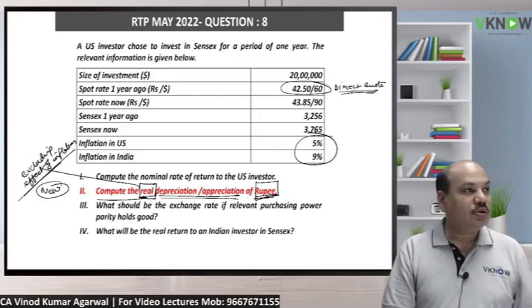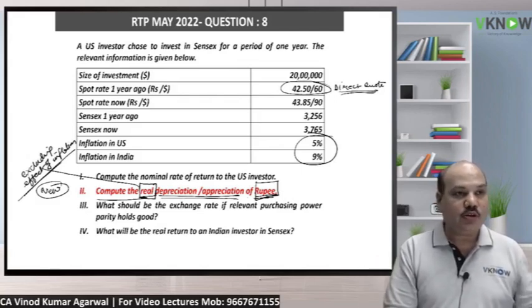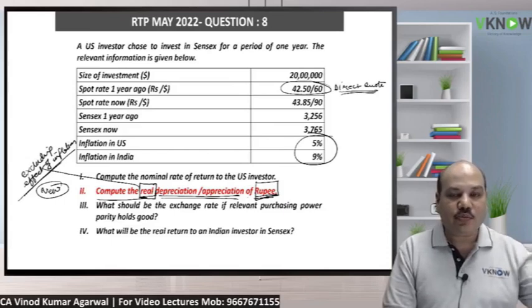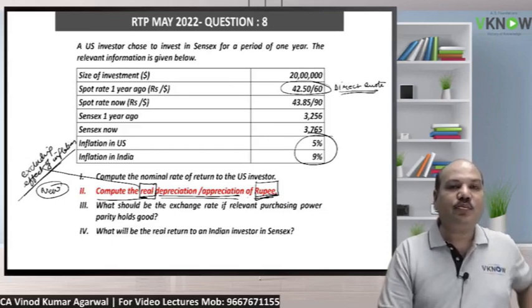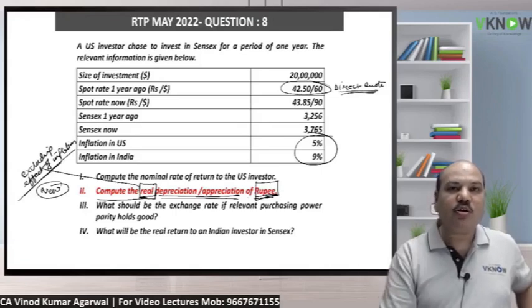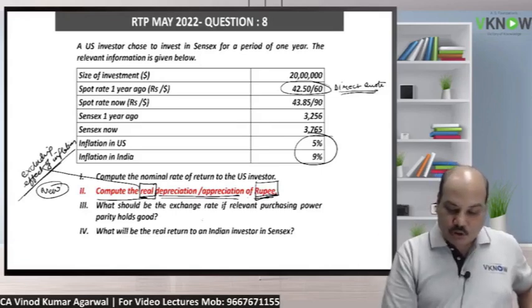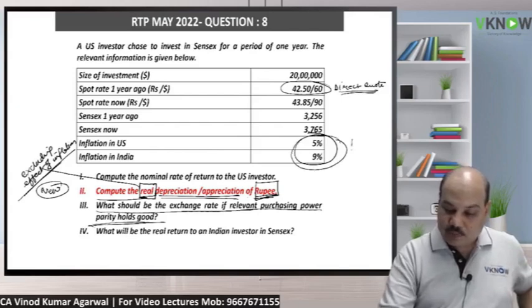So appreciation or depreciation we have learnt in the class how to get it. What is the rate now minus what was the rate earlier, compare them. That gives you by what percentage a currency has appreciated or depreciated. Then the next question is, what should be the exchange rate if the relevant purchasing power parity holds? So the purchasing power parity theorem you have to apply.